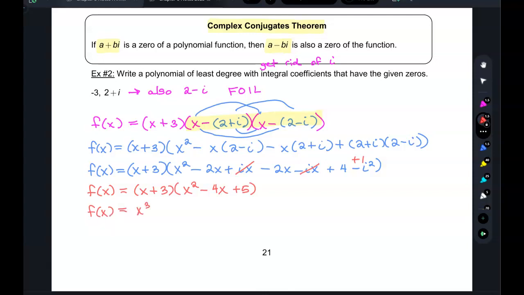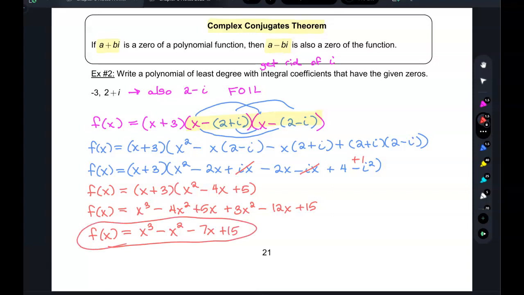So we have x cubed minus 4x squared plus 5x plus 3x squared minus 12x plus 15. And then just combine. So x cubed minus x squared minus 7x plus 15. I would just want to make sure I have my signs right.